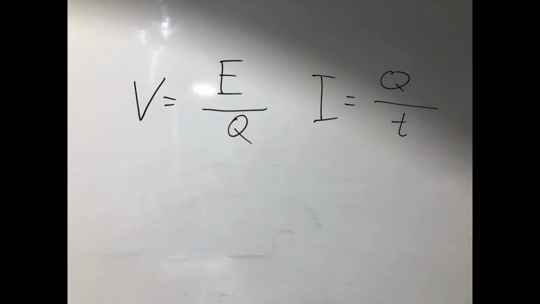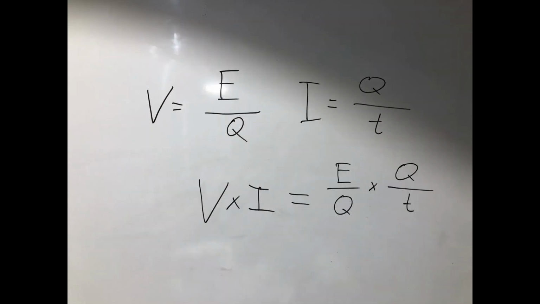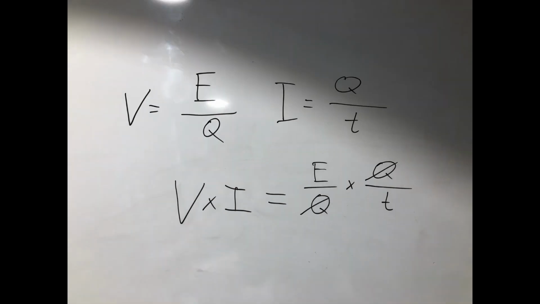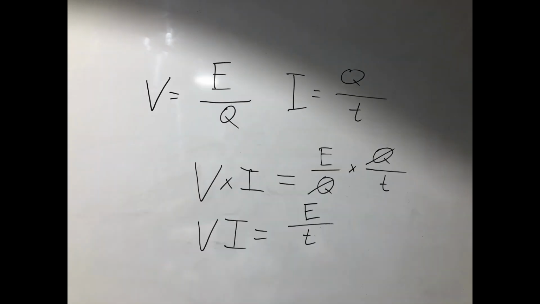The same principle can be applied to electricity. In order to move a charge, we need to apply a force. We can express this mathematically. We know that voltage equals energy divided by charge, and we know that current equals charge divided by time. If we multiply these quantities together, we get voltage times current is equal to energy over charge times charge over time. The Q's will cancel, and we get voltage times current equals energy over time.